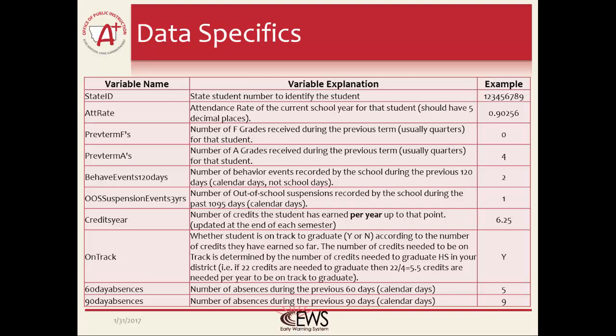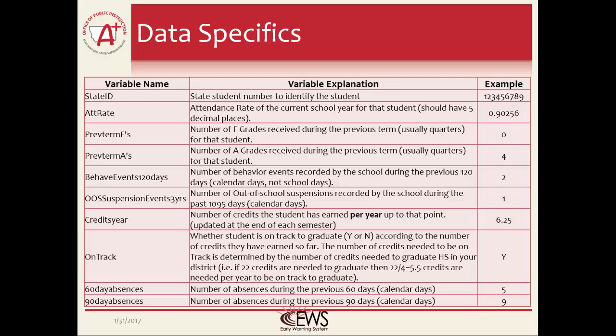Most of the data variables are self-explanatory. One key thing to recognize in many of these variables is that it uses a count number of events of some kind in a certain amount of days. Those days are calendar days, not school days. So for example, the number of absences in the past 60 days is not over the past 60 school days, but over the past 60 calendar days, or roughly 2 months.